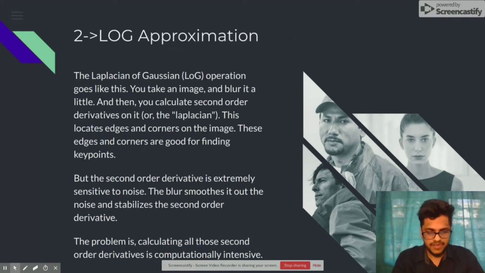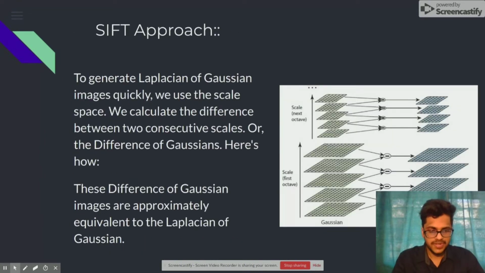The main method of evaluating key points is the Laplacian of Gaussian, LOG, method. But this method is quite expensive, so we'll be using the DOG method in SIFT to reduce the time complexity. Now, DOG stands for difference of Gaussian, and this is approximately equivalent to LOG and can be easily used. Thus, we have replaced the expensive LOG operation with the quick DOG operation.